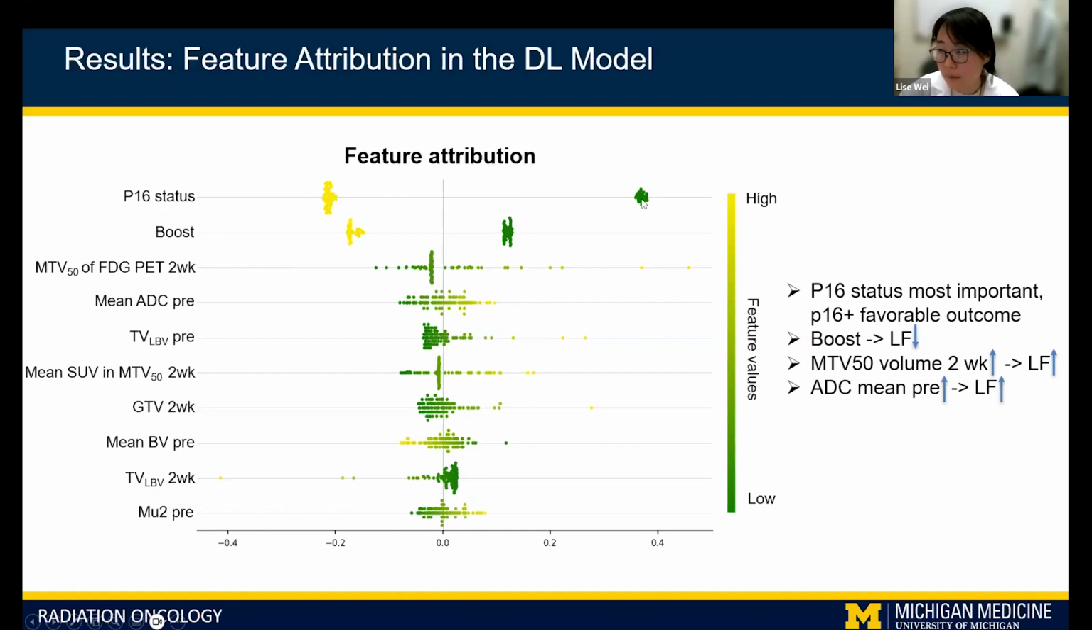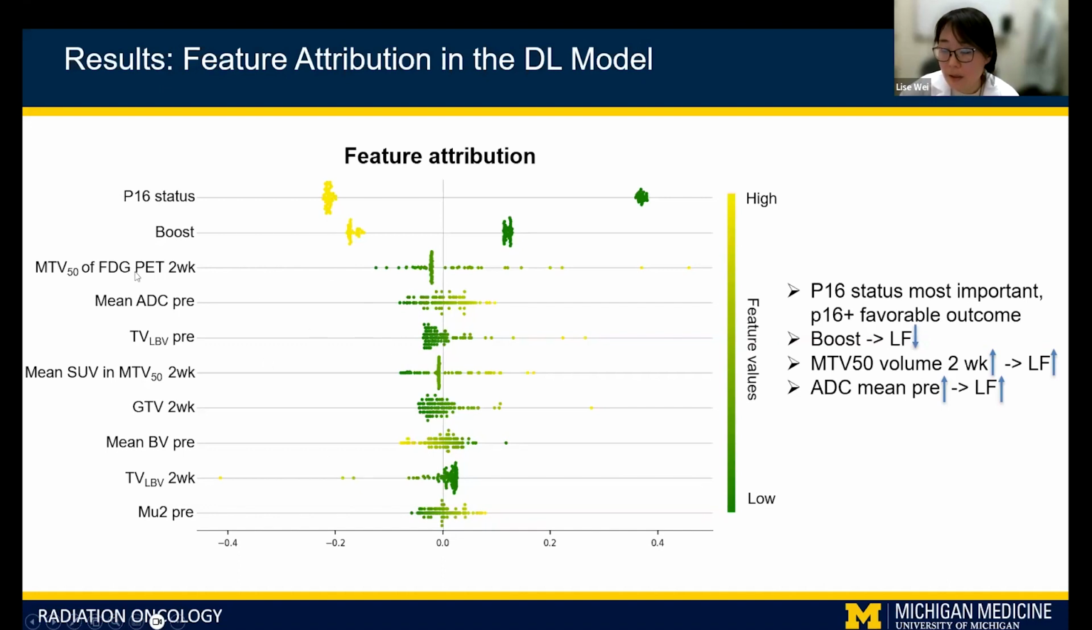And based on these different values here, with respect to 0, we can see P16 positive has favorable outcome, which means better outcome. This is consistent with a lot of the literature out there. And the second important feature is boost. So the direction also shows boost is favorable. So if we give boost to the patient, they will have a low probability of local failure. This is also great news.